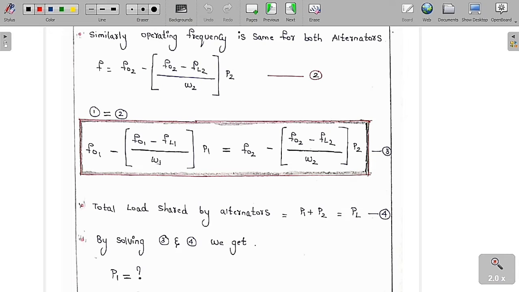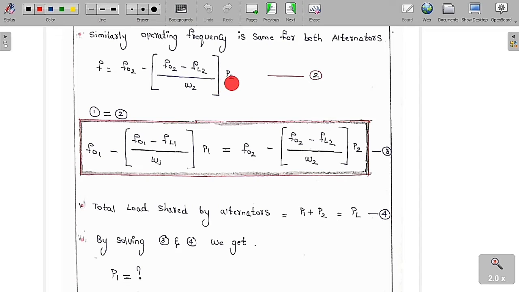So this is the equation that we are going to get for the second alternator. Same equation we are going to get, and the operating frequency is also the same. So you can apply the same principle that I have already told you for alternator 1. Therefore, the frequency you are going to get is F02 minus FL2 by W2 into P2. So this is the equation that we are going to get for the second alternator.